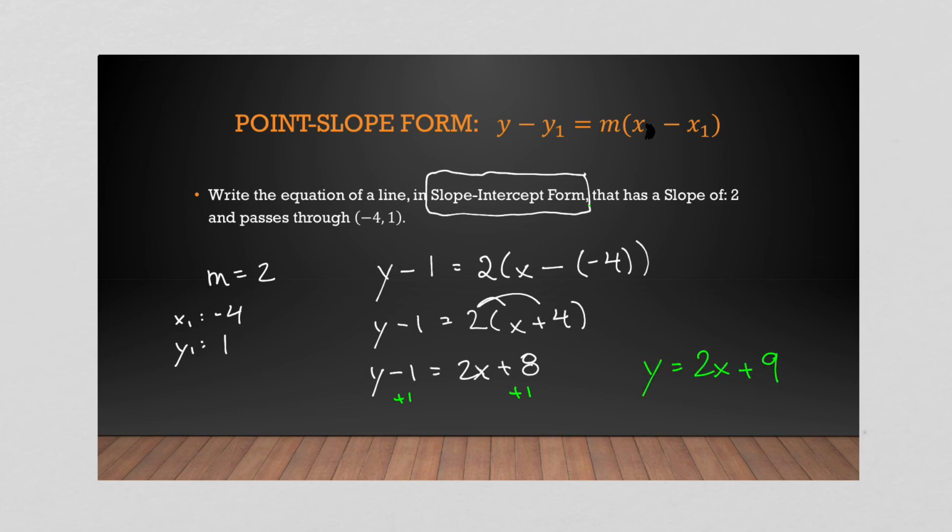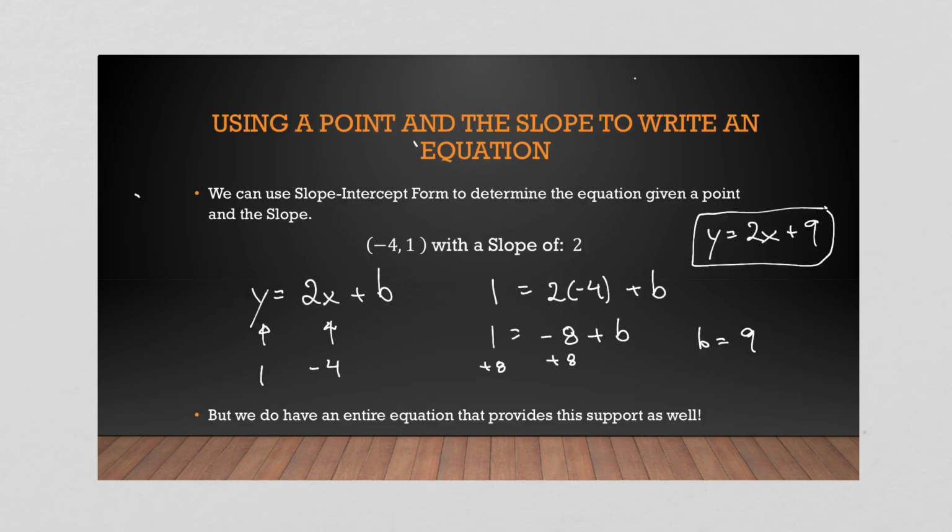And you can see we end up with y equals 2x plus 9. Now what you'll notice is, there we used point slope form, back here we used slope-intercept form, and we got the same result. And we should get the same result, it's the same scenario, just another way to get to it.